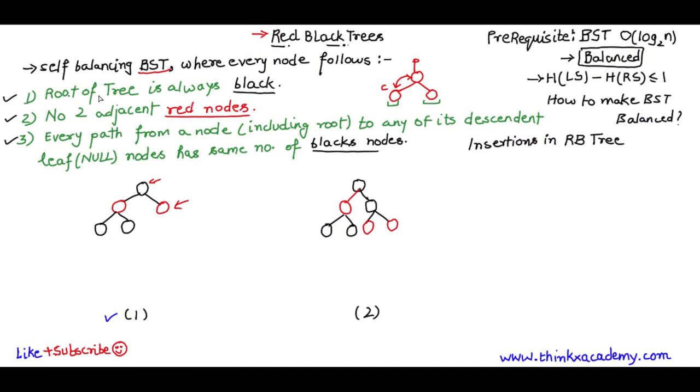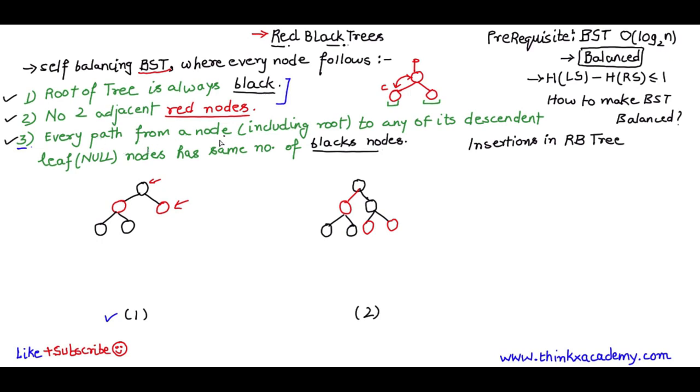So the first condition is the root of the tree is always black. It is satisfied. No two adjacent red nodes. So you can see that there are no two adjacent red nodes. If there is a black node, then there is a red node, and then again a black. There are no two consecutive or adjacent red nodes. In both of these examples, you can see the first two conditions are satisfied. So obviously among these two, we are going to study the third one.